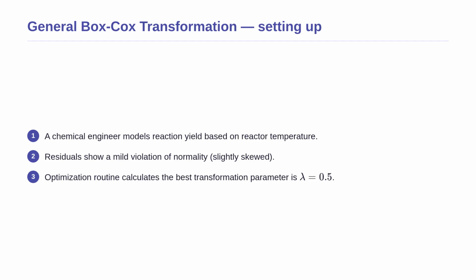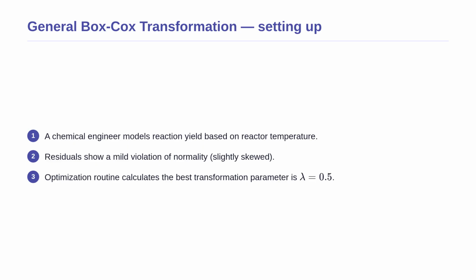Let us look at a second example, where the parameter is not 0. A chemical engineer is modeling the yield of a chemical reaction based on the temperature of the reactor. The residuals from the initial linear model show a mild violation of normality, appearing slightly skewed.